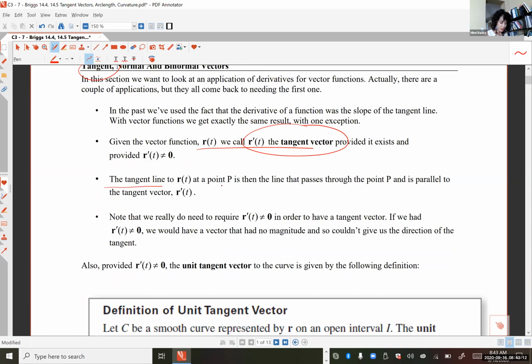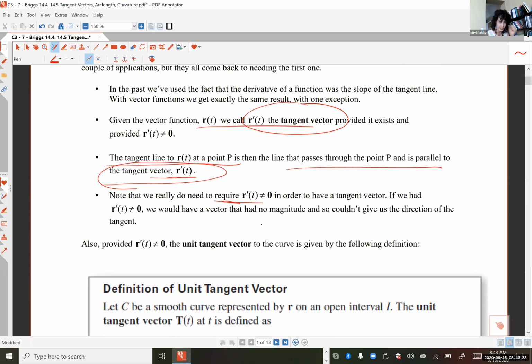And if you have a tangent line at a point P, then that line passes through the point P, and it's parallel to the vector valued function's derivative. So you can use that, evaluated at the point, of course, as your direction vector. We did an example like that Monday, and I hope you remember that. You really need r prime to not be the zero vector if you're going to have a decent tangent vector, because otherwise it's just a dot.